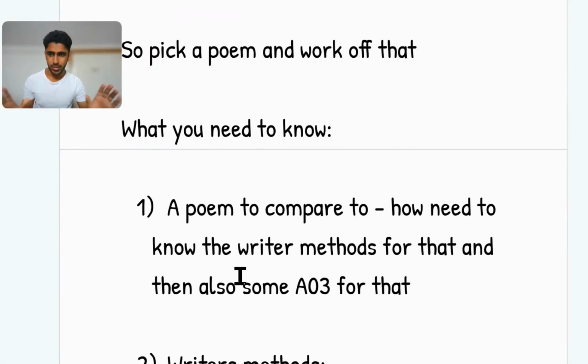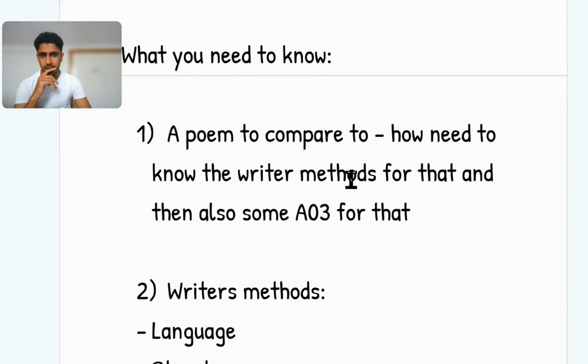Okay, so in summary, this is what you need to know. So if you're thinking out, okay, what do I need to learn? This is what you need to learn. You need to learn a poem to compare to. And for that, you need to know the writer's methods. That's AO2. And then you need to know also some AO3 for it. Now, ideally, you should know all the poems roughly, like all 15 roughly. So it's easy to analyze.